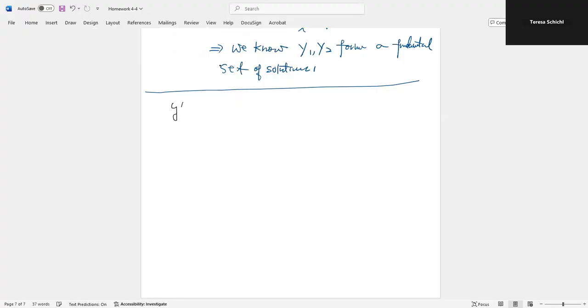If we have a second order homogeneous differential equation, we can write it in the form y double prime plus p(t) y prime plus q(t) y equals 0. For a given y1(t) that is a solution of this differential equation, what is Abel's formula?